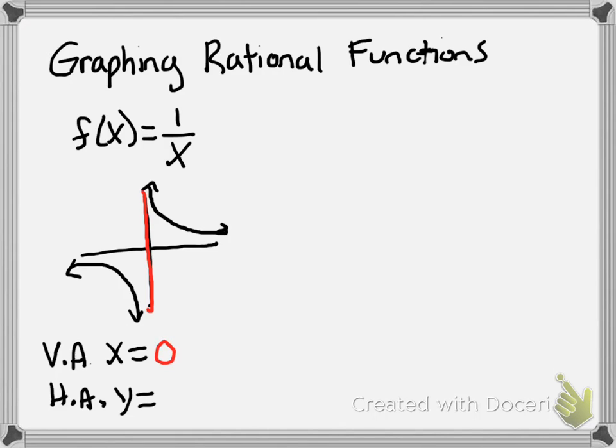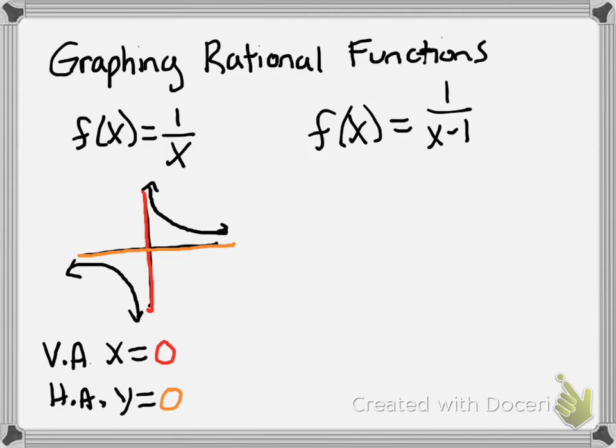Now my horizontal asymptote is a straight line that goes straight through my y-axis at a certain point. In this one, my horizontal asymptote goes straight through my y-axis at also 0. So your very basic rational function is going to have a vertical asymptote of x equals 0, and a horizontal asymptote of y equals 0. We're going to start having these ones in Math 2 that start shifting around a little bit.